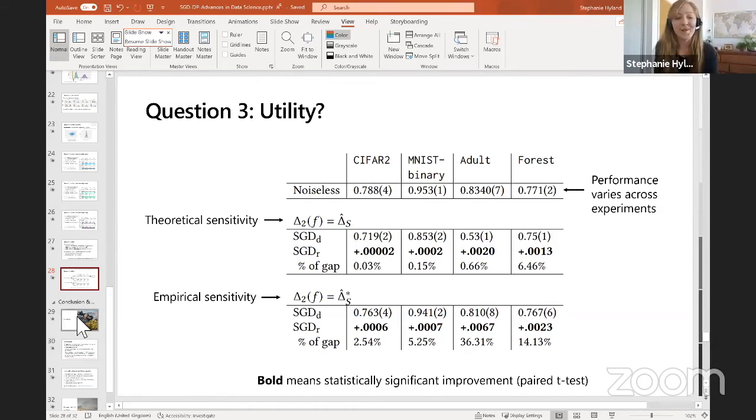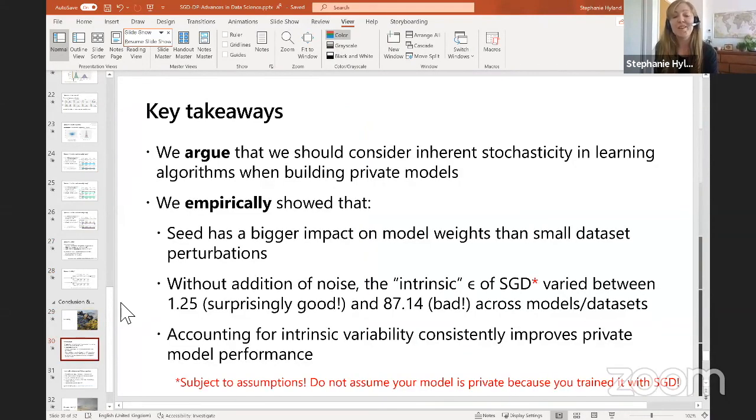Okay, I'll wrap up now. So what does any of this mean? In summary, I'd like to argue that we should be considering this inherent stochasticity when we're building our private models. Although the improvements we've seen are quite modest, they are consistent, and we think that with more engineering, we could probably figure out how to improve the improvements that we've observed.